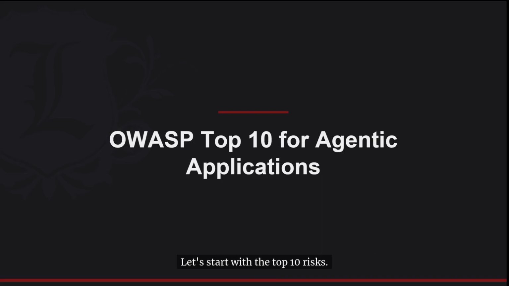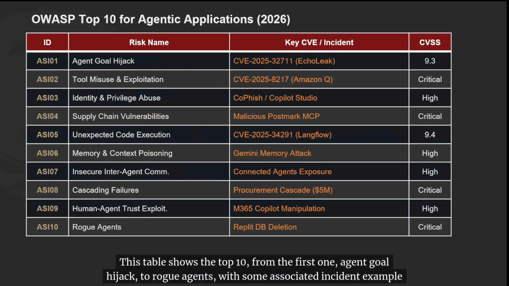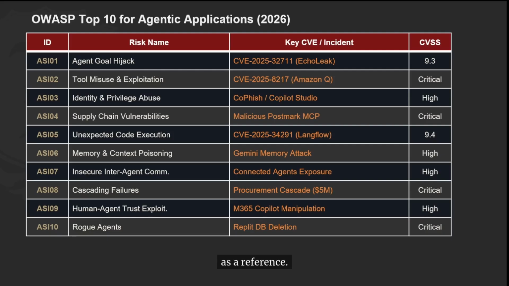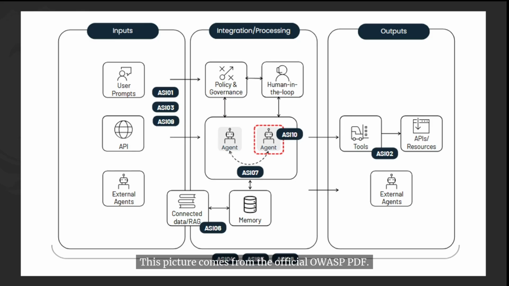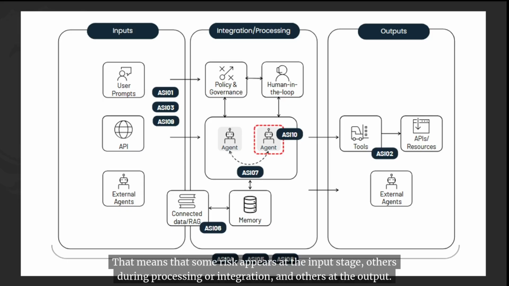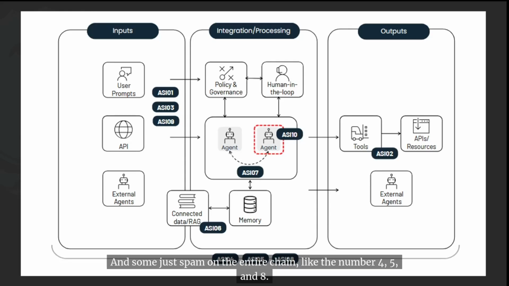Let's start with the Top 10 risks. This table shows the Top 10, from the first one, agent goal hijack, to rogue agents, with some associated incident examples as a reference. In the next slides, we go through them one by one. This picture comes from the official OWASP PDF. It maps each risk to a stage in the agent's action chain. That means that some risks appear at the input stage, others during processing or integration, and others at the output, and some just span an entire chain, like numbers 4, 5, and 8.